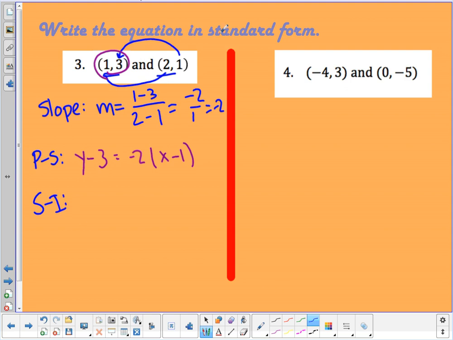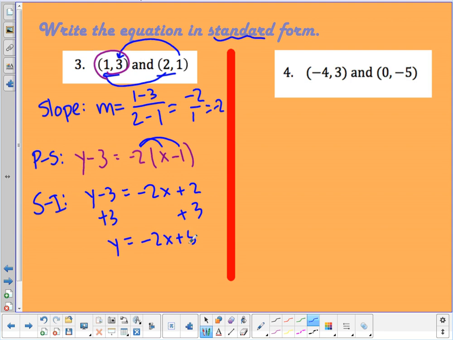Okay, remember my goal is to get to standard, but I have to do some process. I have to process this a little bit before I'm there. So I'm going to distribute this -2. That's y minus 3 is equal to -2x plus 2. Then I'm going to add 3 to both sides to move that constant over, and I have y equals -2x plus 5. And now I can move into standard.